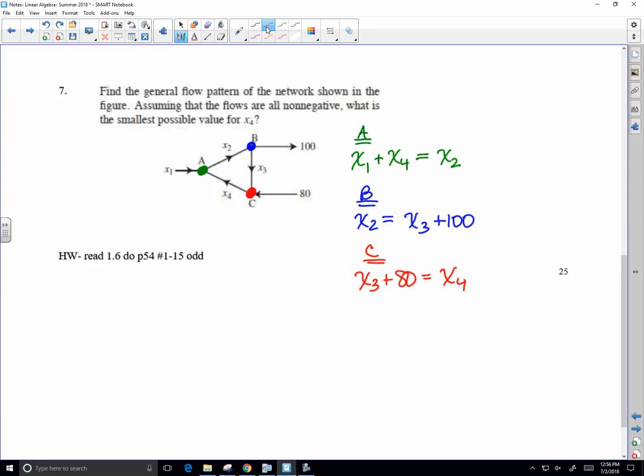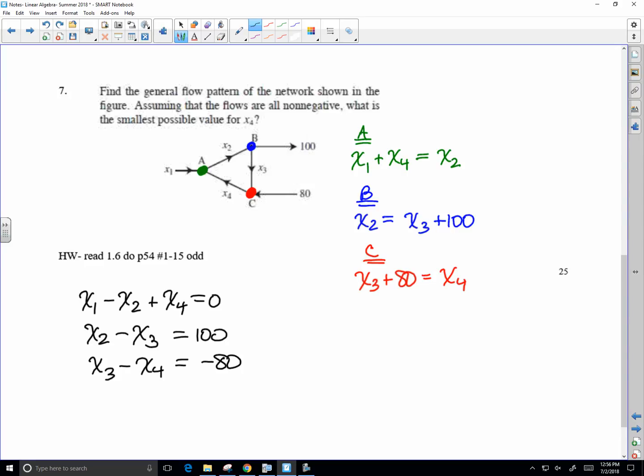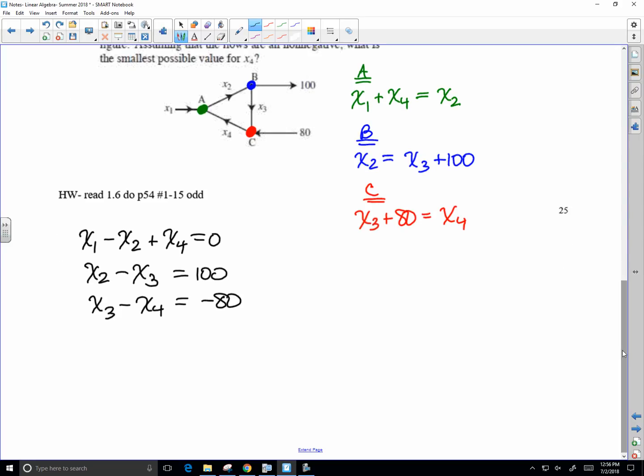So for A, this would be the same as, I'll just write it off on the side here, x1 minus x2 plus x4 is equal to 0. B would be x2 minus x3 is equal to 100. And for C, x3 minus x4 would be equal to negative 80. So we have variables x1, x2, x3, and x4.